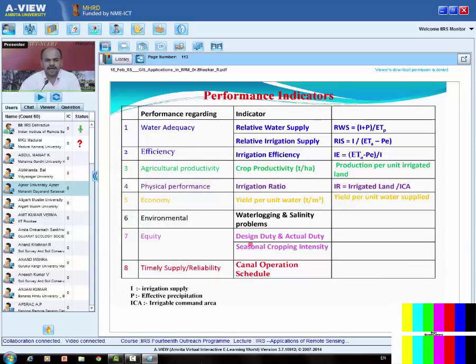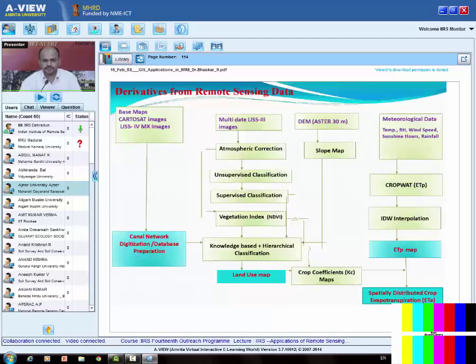As you can see, we have tried to evaluate the project to know all essentials of a good irrigation system. We will try to know whether the irrigation project is giving water adequately, efficiently, is it equitable, is it timely, how it is performing physically, what is the agricultural performance, what is the economic performance, what is the environmental performance. So all the essentials of a good irrigation project we will try to quantify using different performance indicators.